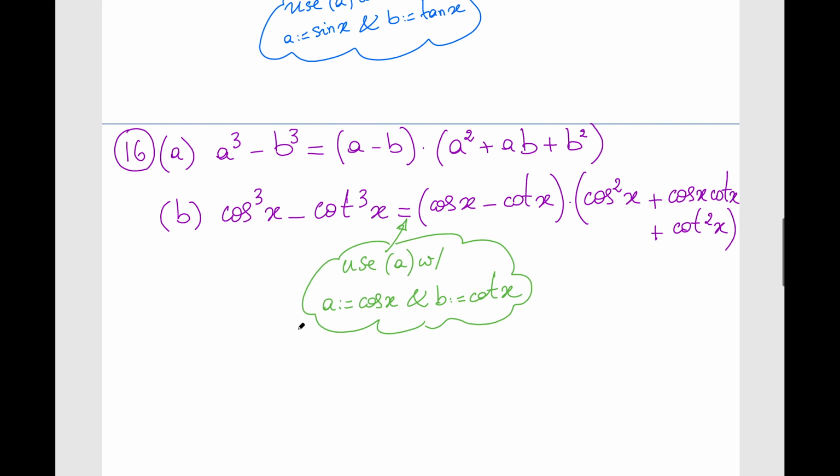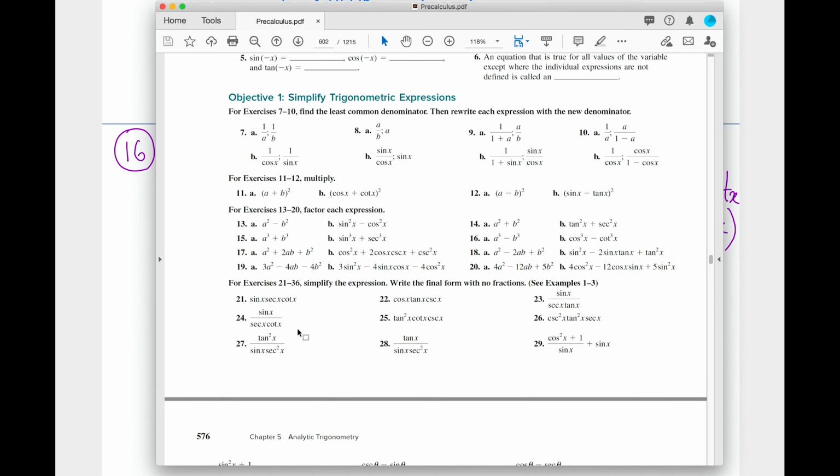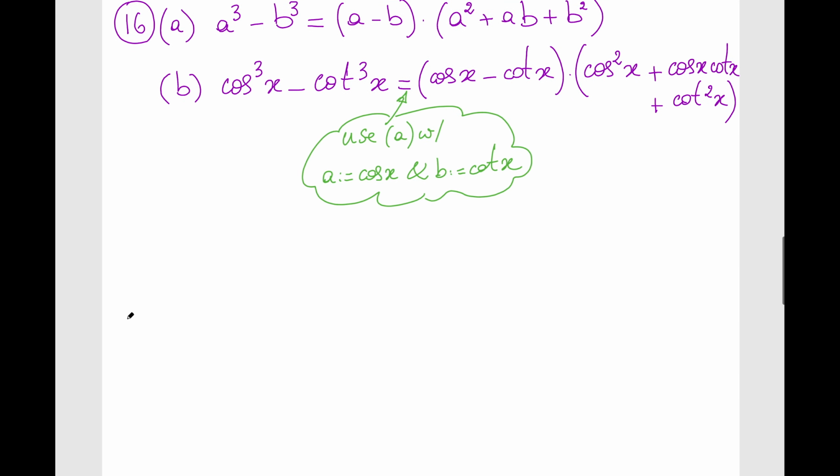Okay. All right. So we finished 16. How about 18? So you have a squared minus 2ab plus b squared, and this guy, sine squared x minus 2 sine x tangent x plus tangent squared x. Okay, so part number 18. Part A, you have a squared minus 2ab plus b squared.